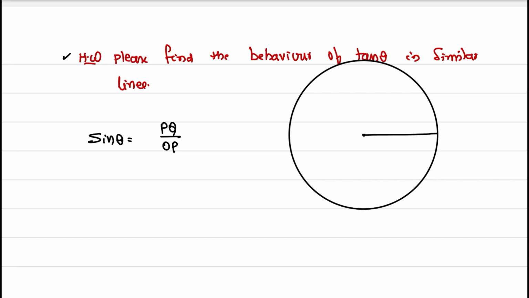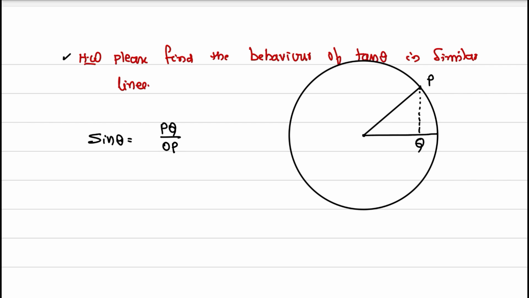This is the x-axis. This is point P. And this is the perpendicular drawn on the x-axis. This is the center of the circle. Please always remember the circle whenever you do trigonometry. Everything depends upon the circle.